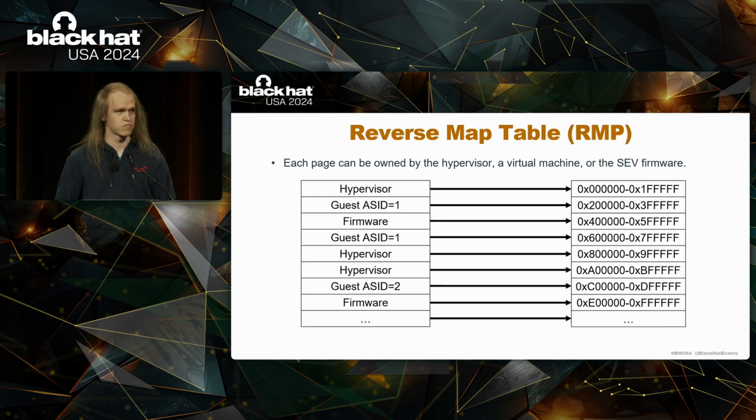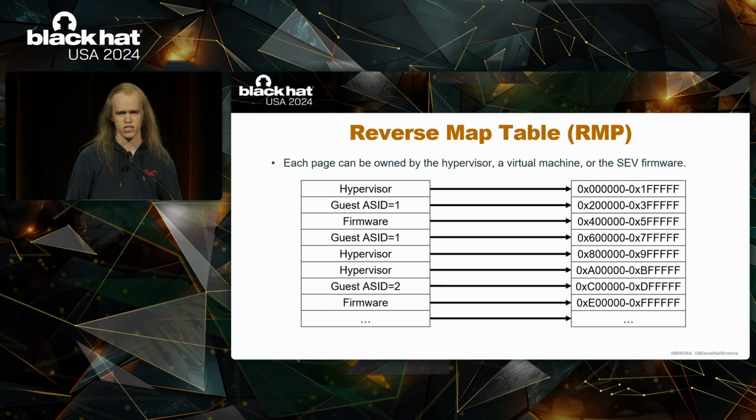OK, just another quick visualization. On the right hand, you can see a lot of different memory chunks. And on the left hand, you can see the RMP. So the RMP tracks the ownership state for every chunk of memory. In practice, those chunks are usually a lot smaller, but it doesn't really matter. So you can see most memory is owned by the hypervisor. Some of this is owned by different guests, and some of it is actually owned by the firmware.